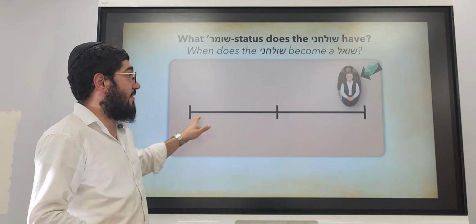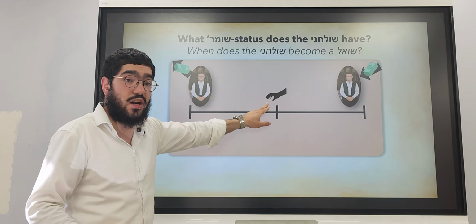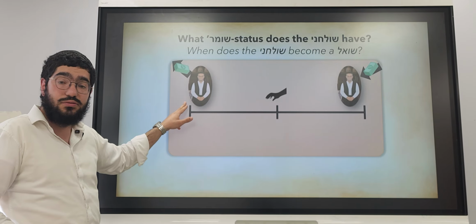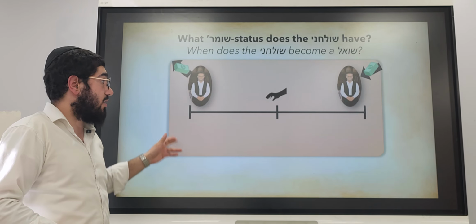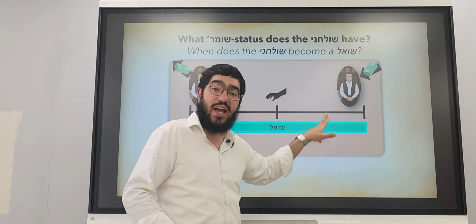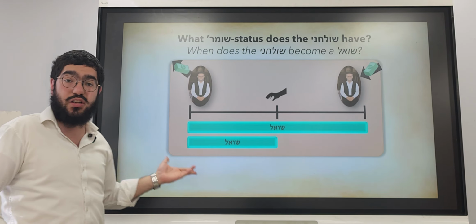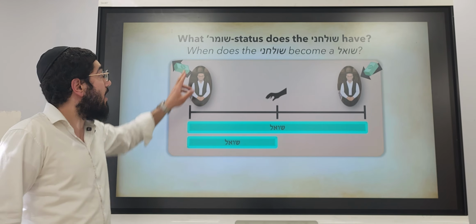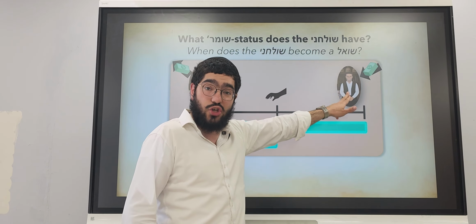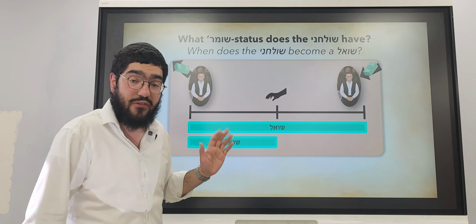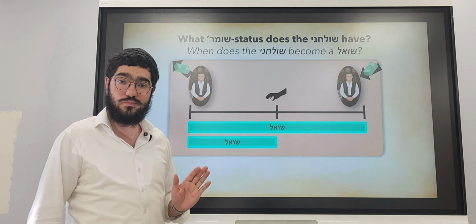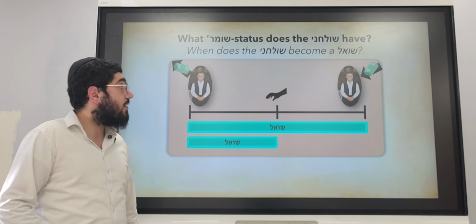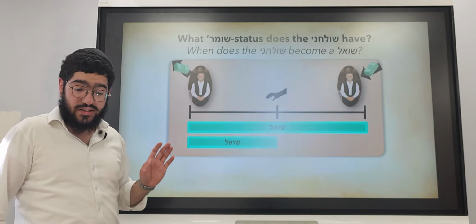Because you have the timeline from when the shulchani got it, he started using it, and then he gave it back. When does he become a shoyl? Is he a shoyl the whole time, even as soon as he got it? Or is he a shoyl only once he started using it? That's what our Gemara is going to be discussing. What shomer status does this shulchani have, and when does he become a shoyl? That's what our Gemara is going to be discussing.